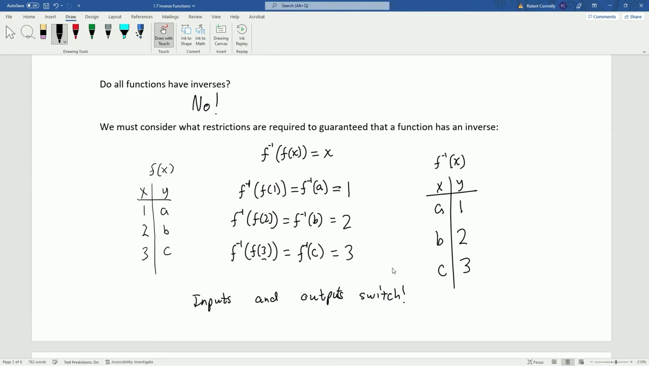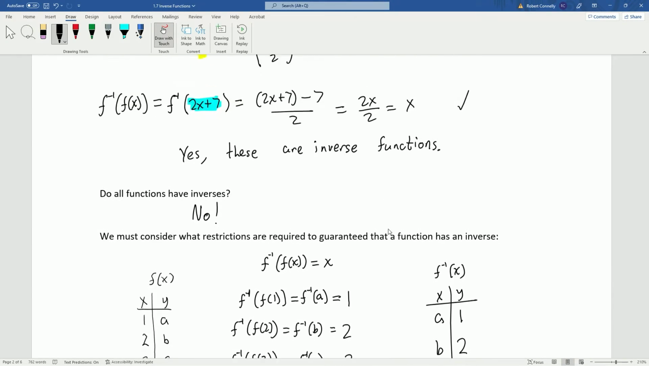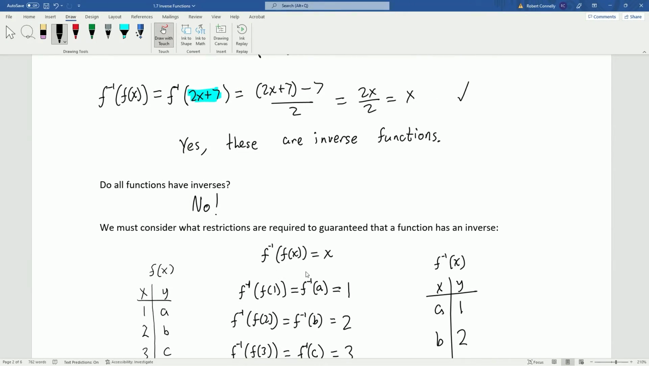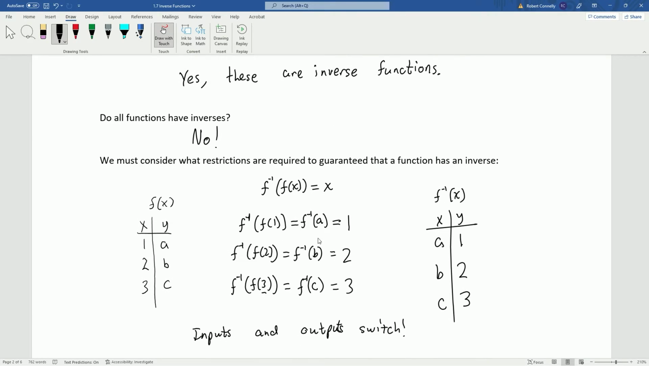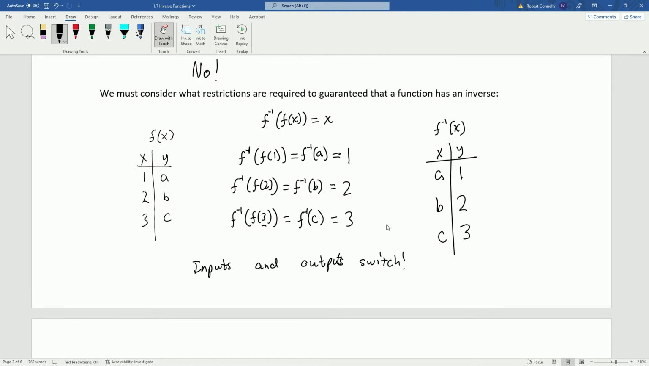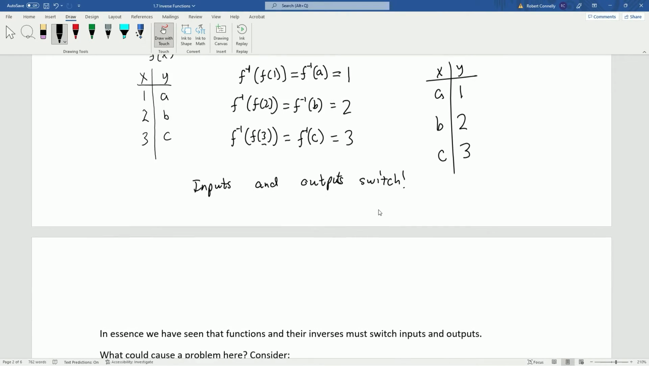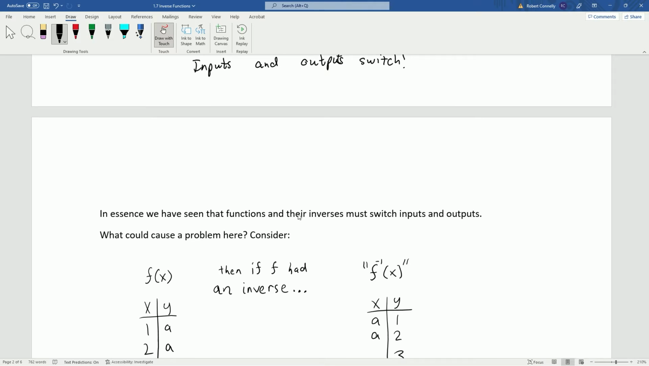That's a key thing to understand here, right? By this definition that the composition of inverse functions is x, we get the immediate result that if we have an inverse function, it must switch inputs and outputs with the original function. That has to be true. So let's take a look. We've seen that functions and their inverses must switch inputs and outputs.